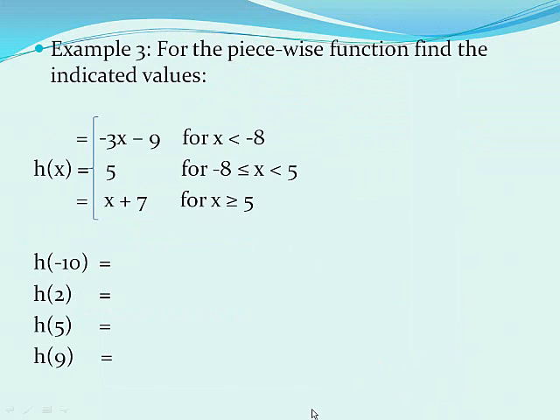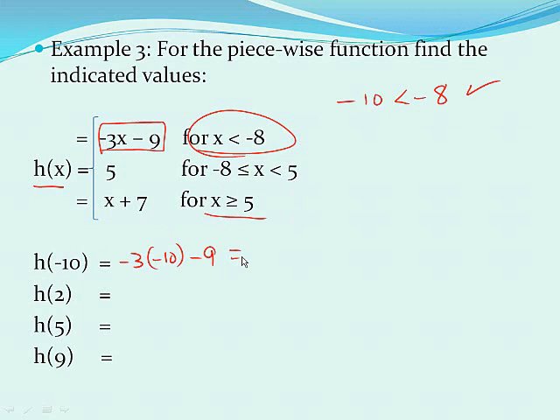In this example, we are going to calculate values from a piecewise defined function. So we are given h of x defined through three pieces: -3x minus 9 if x is less than -8, and equal to 5 for x lying between -8 and 5, and equal to x plus 7 for x greater than or equal to 5. Let's calculate h of -10. So that will come out to be 21.